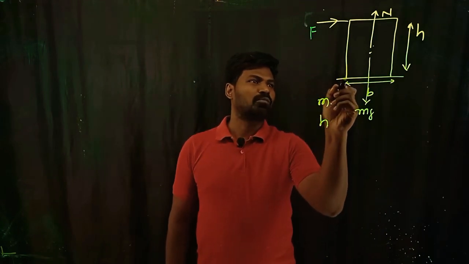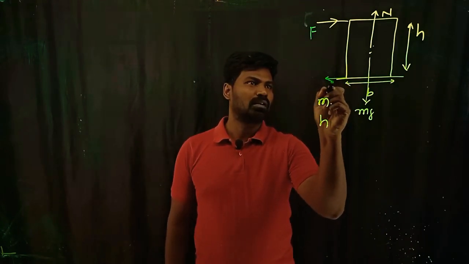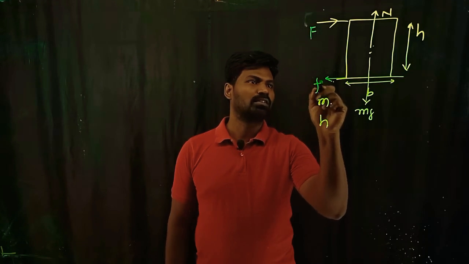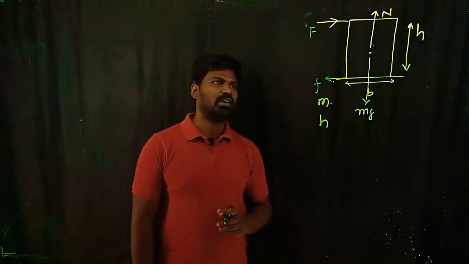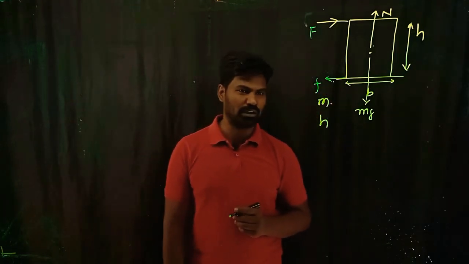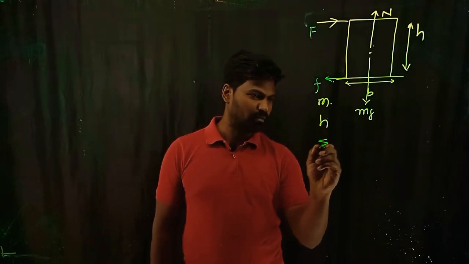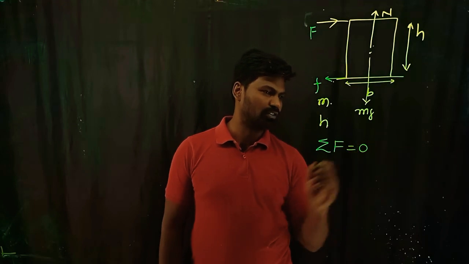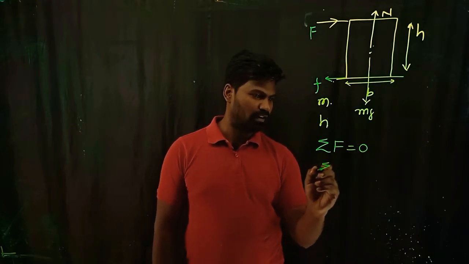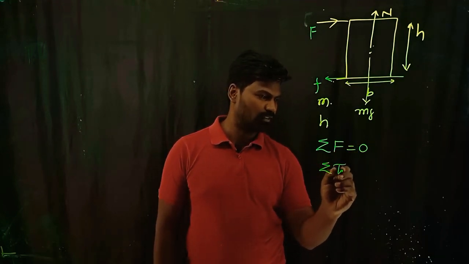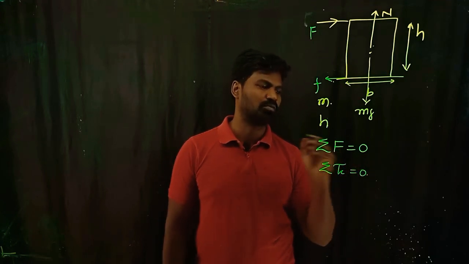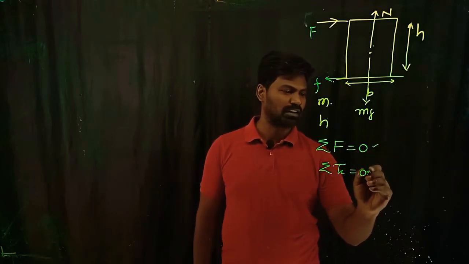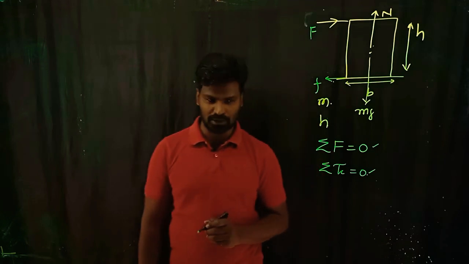The frictional force comes into picture, and its direction is leftwards. If I assume that the body is not moving, then the condition for translatory motion is that the resultant of all the forces along the horizontal direction is 0, and the resultant of all the torques about the center of mass should also be 0. This is the condition for translatory motion, and this is the condition for rotatory motion.